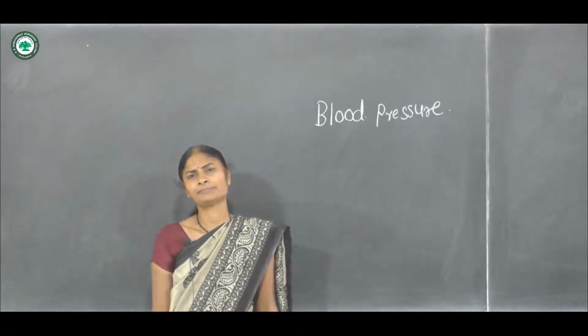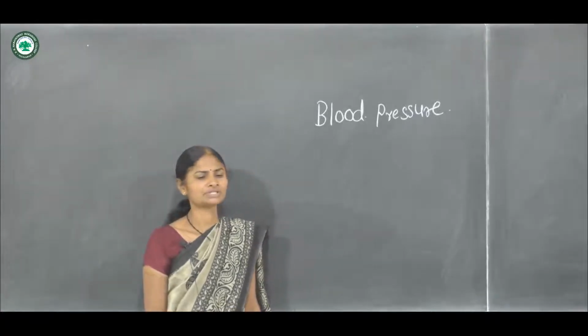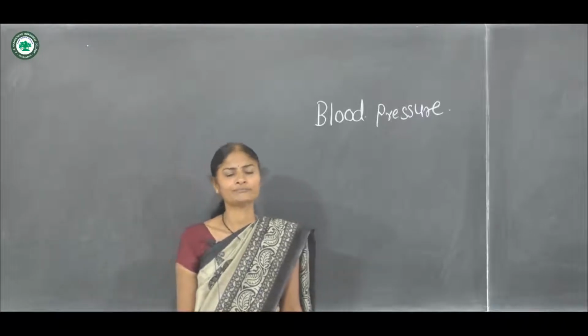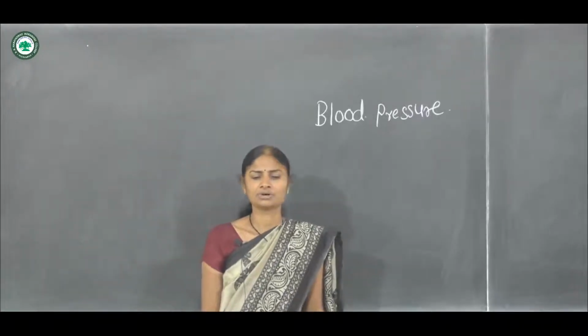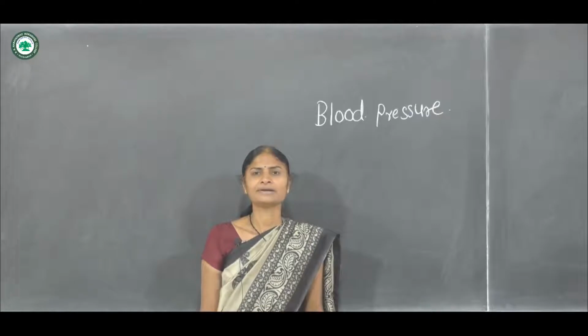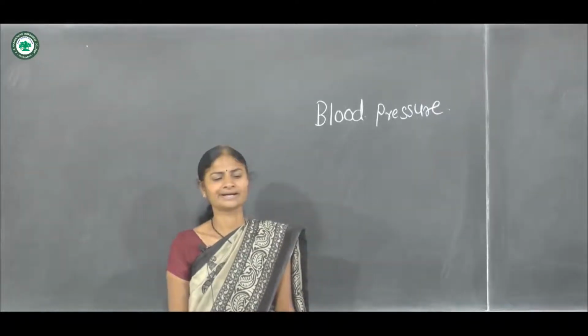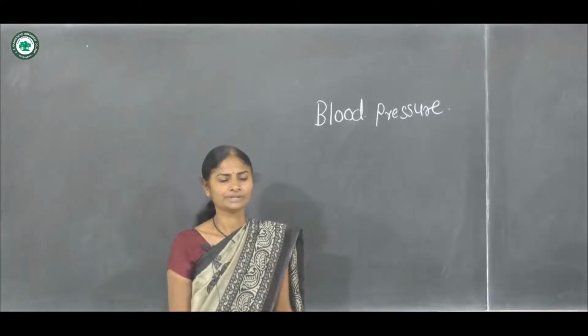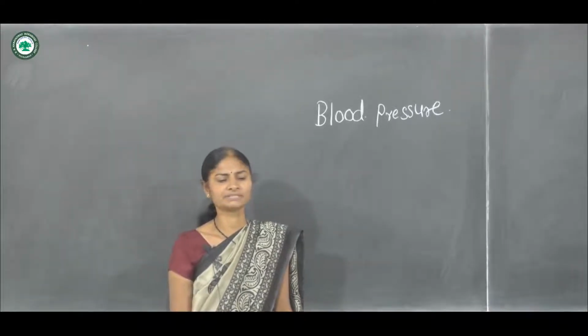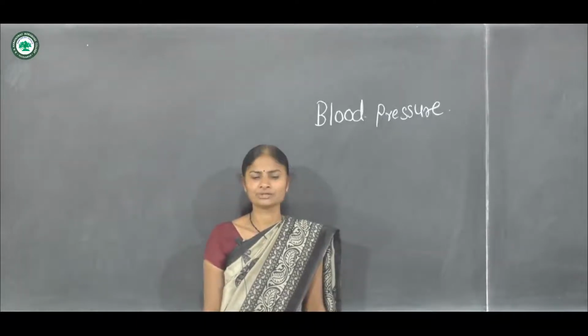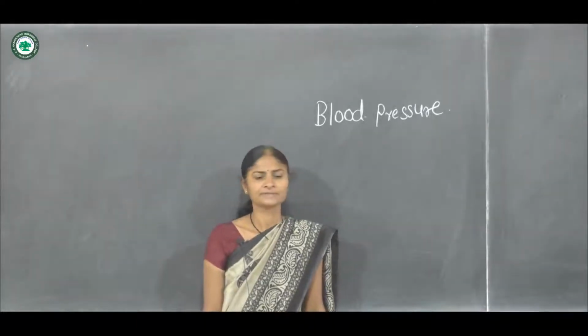What is meant by blood pressure? The hydrostatic pressure exerted by blood on the wall of the blood vessel is called blood pressure. Blood pressure is the force exerted by the blood against the wall of the blood vessel. The blood pressure is measured in terms of systolic and diastolic blood pressure.